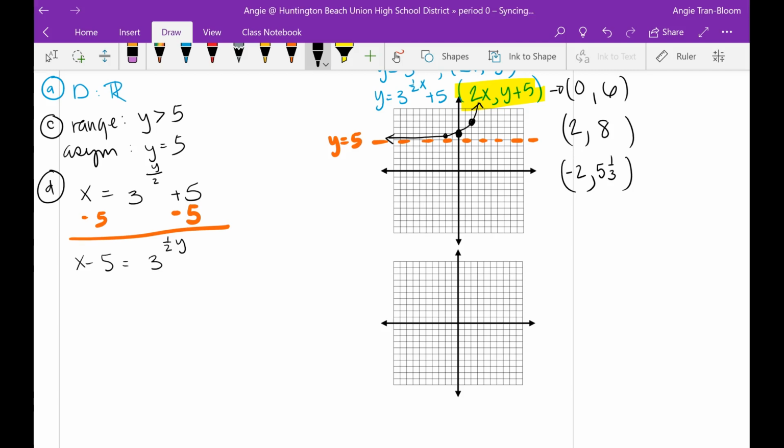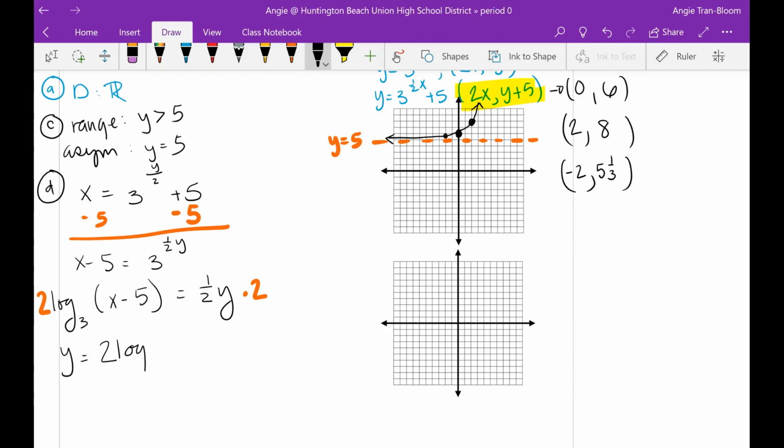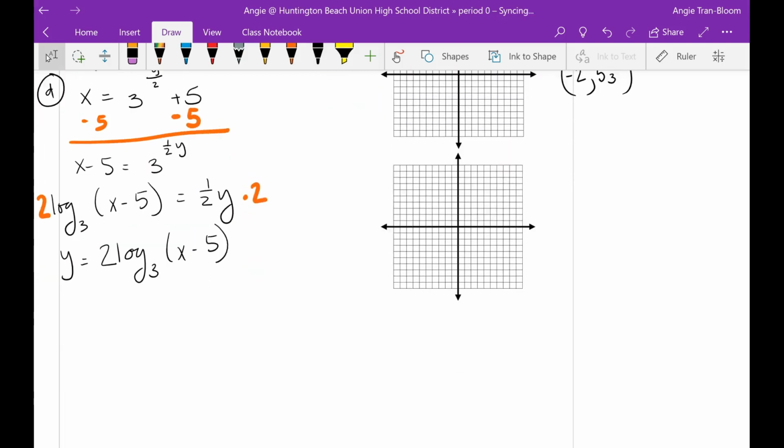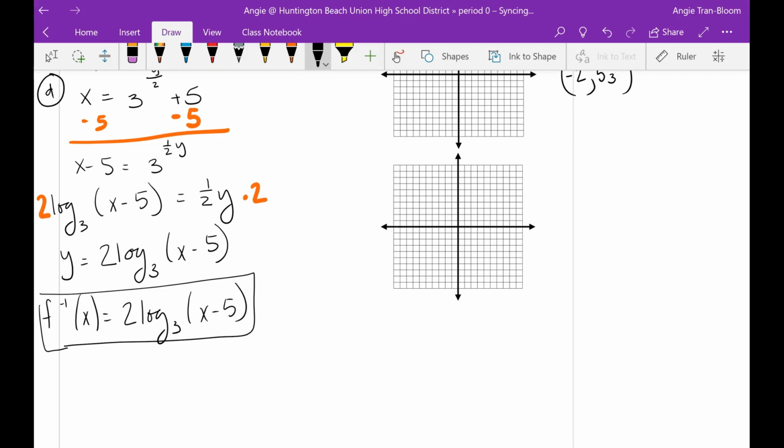Now that the exponent's all by itself, you can write it in log form. So log base 3 of x minus 5 equals 1/2 y. And I have to get rid of the y, so multiply this by 2. And what you do to one side, you do to the other. So y equals 2 times log base 3 of x minus 5. And yes, leave the multiplication of 2 in the front. So I'm going to use my inverse notation, so that my teacher knows for sure that this is my final answer, which is the inverse.